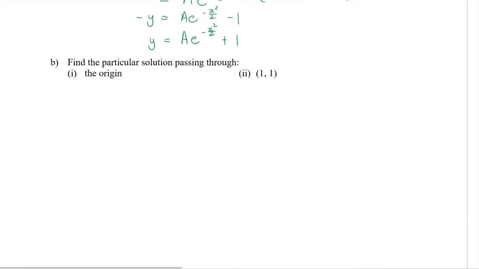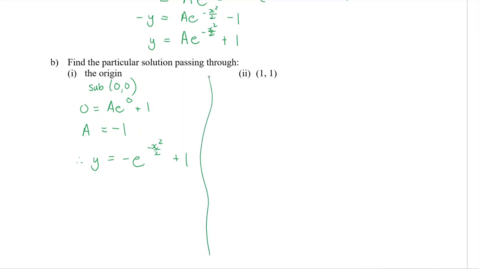Find a particular solution passing through the origin. So it's time to sub in some things. So origin, we're subbing in 0, 0. So I get 0 for the y equals a e, the 0 squared over 2, that whole power is just 0, plus 1. So e to the 0 is also 1. So a is equal to negative 1. Was that too quick? No, we're good. All right. So my equation is y equals, if a is negative 1, then I have negative e to the negative x squared over 2 plus 1.